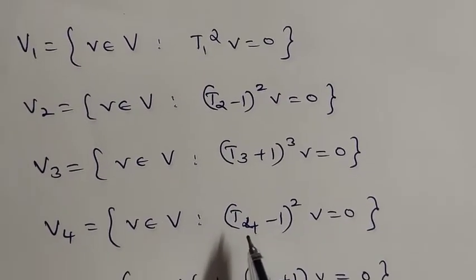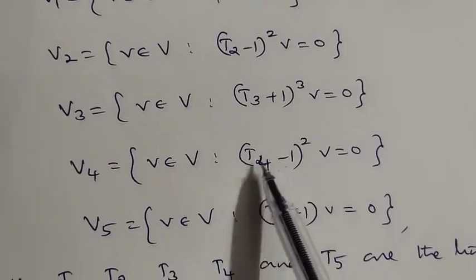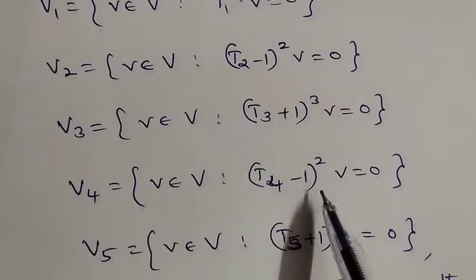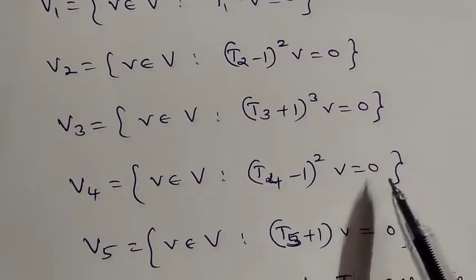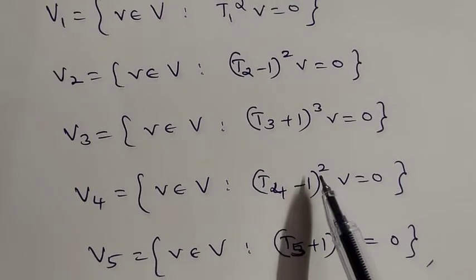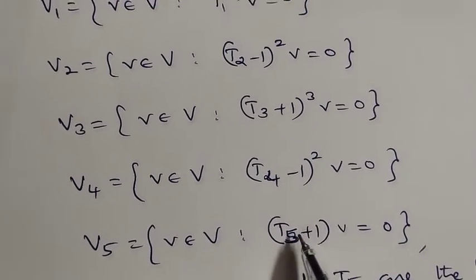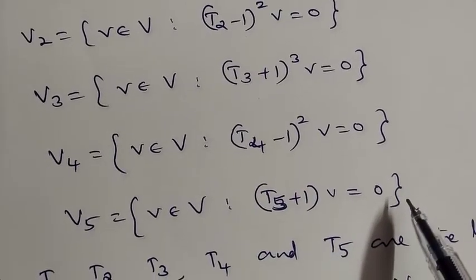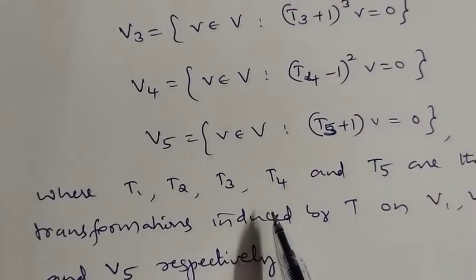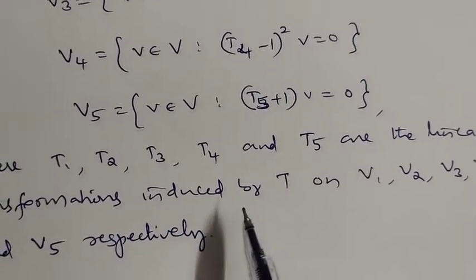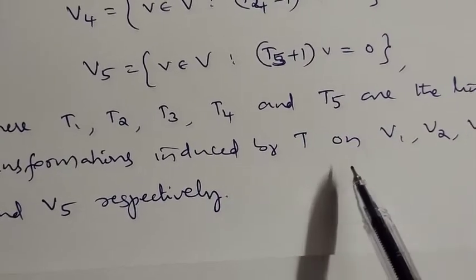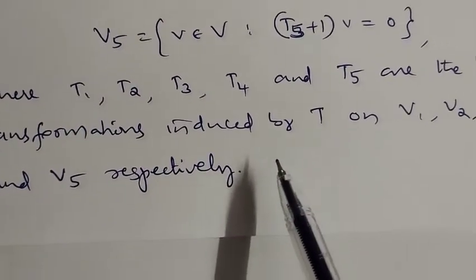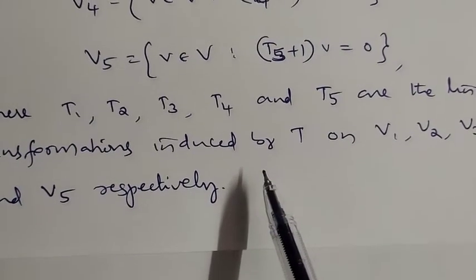So the other choices are, V4 is the set of all v belonging to V such that (T4 minus 1) whole square of v is 0. I repeated this. And V5 is the set of all v belonging to V such that (T5 plus 1) of v is 0. Totally 9 happens, now I need only one. Where T1, T2, T3, T4 and T5 are the linear transformations induced by T on V1, V2, V3, V4 and V5 respectively. Okay. Now we need to find the matrix of T1, T2, T3, T4 and T5.